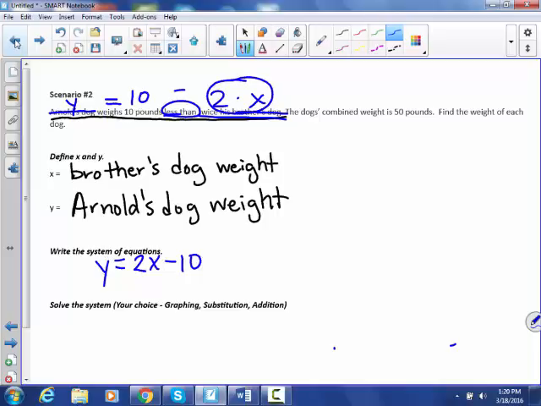Okay? All right, now, next sentence says that their combined weight is 50 pounds. X plus Y is 50. X plus Y equals 50. Their combined weight is 50 pounds. So that means their total weight together is 50. So X plus Y equals 50.